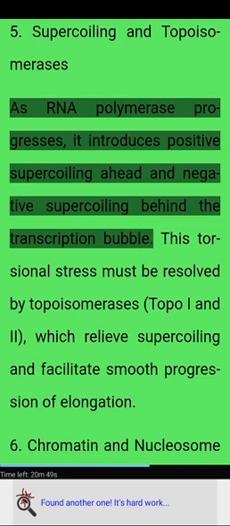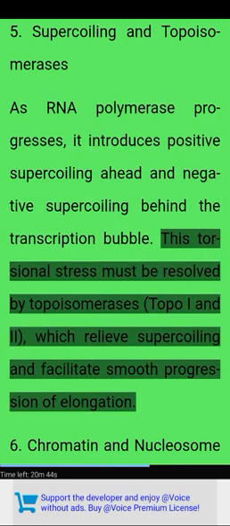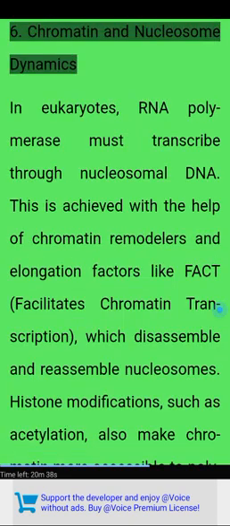5. Supercoiling and topoisomerases. As RNA polymerase progresses, it introduces positive supercoiling ahead and negative supercoiling behind the transcription bubble. This torsional stress must be resolved by topoisomerases, topo I and II, which relieve supercoiling and facilitate smooth progression of elongation. 6. Chromatin and nucleosome dynamics.